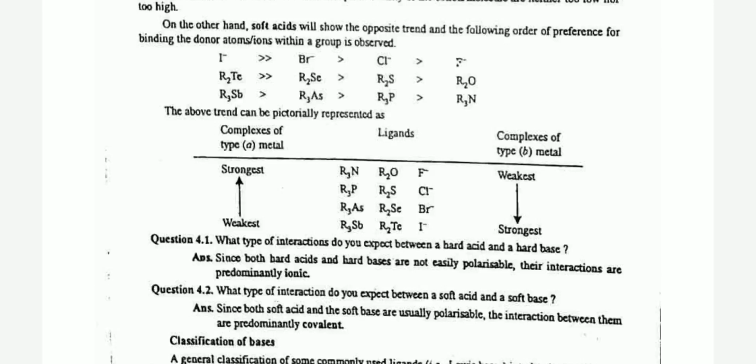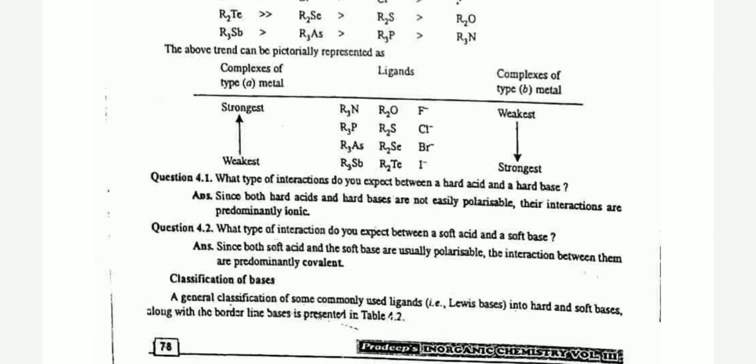The above trend can be pictorially represented as: complexes of type A metals and type B metals, weakest to strongest. Ligands: R3N, R2O, F⁻, R3P, R2S, Cl⁻, R3As, R2Se, Br⁻, R3Sb, R2Te, I⁻, weakest to strongest.